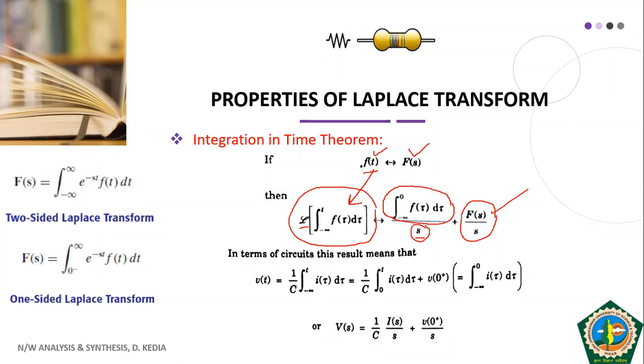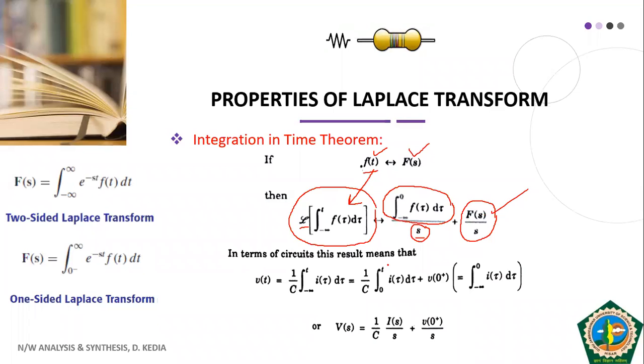So integration means divide by s, and differentiation means multiply by s. If we leave aside the initial condition part or the constant part, in integration you will divide F(s) by s, and in differentiation you will multiply.